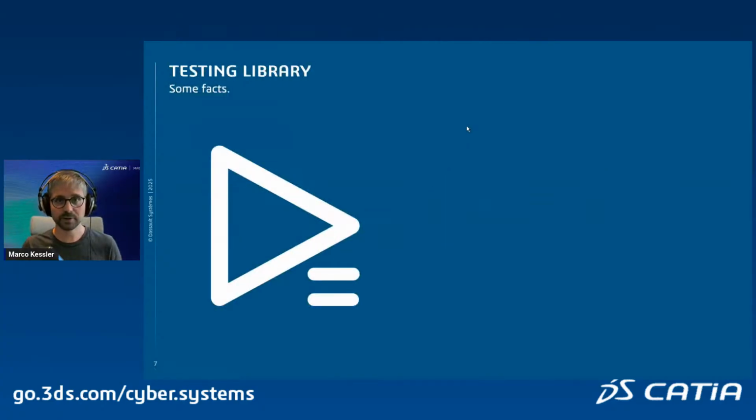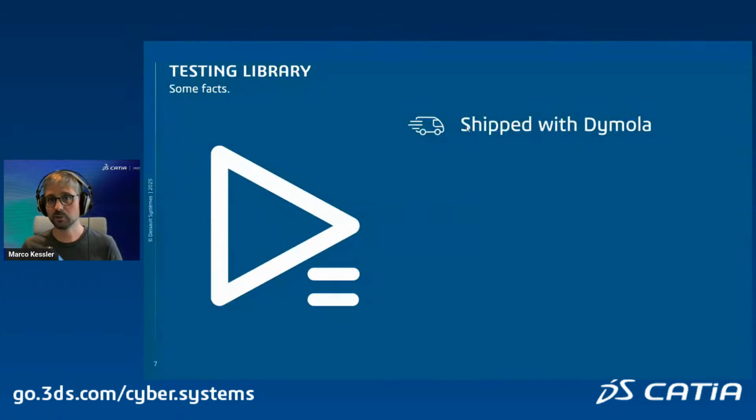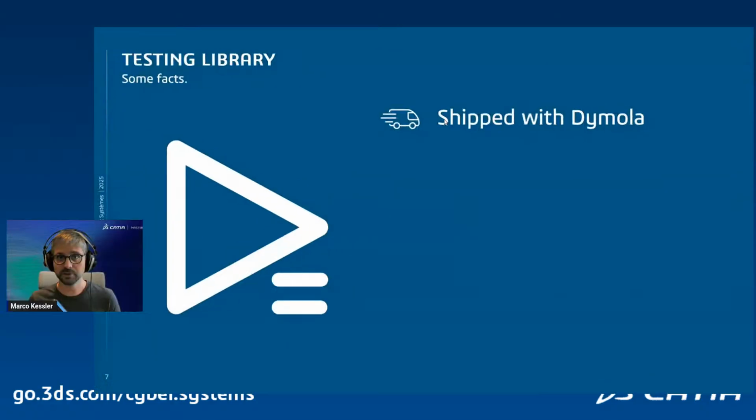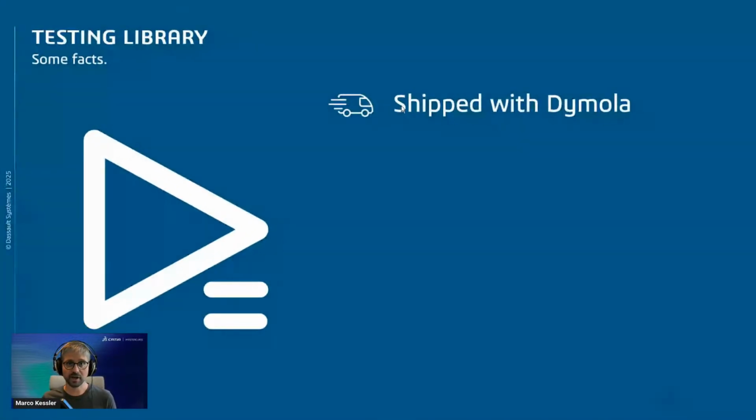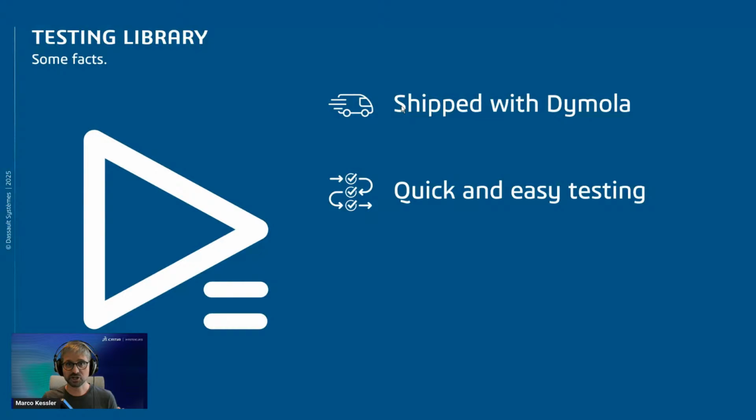The testing library is shipped with Dymola. So if you have Dymola installed on your computer, you just have to load it and you can go ahead and start testing because it requires no extra license. It was designed to allow quick and easy testing. So you just build your test cases like regular Modelica models. You don't have to learn much new. And so you can be quite fast in building test cases.